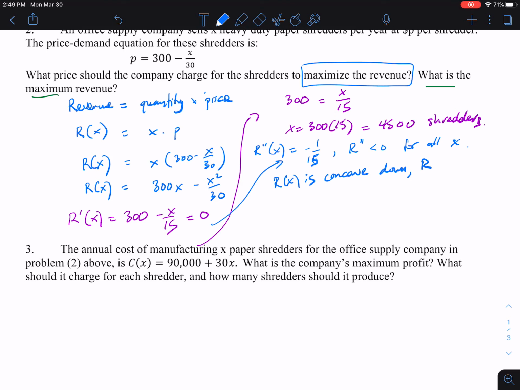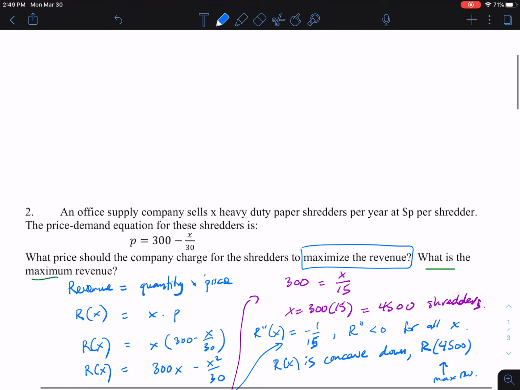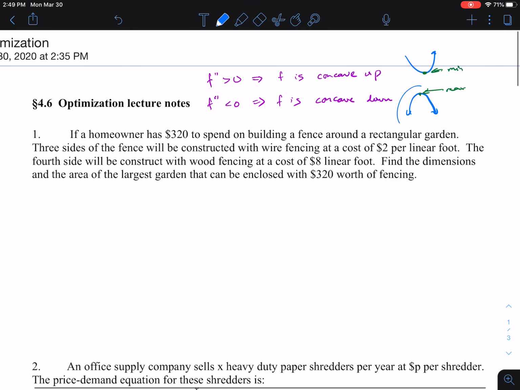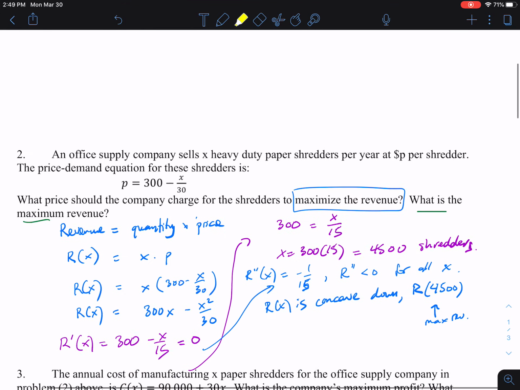So that means our x of 4,500 here will yield the maximum revenue. Okay, because if we have a concave down function, we're looking at this type of scenario there. So that will give us the maximum.